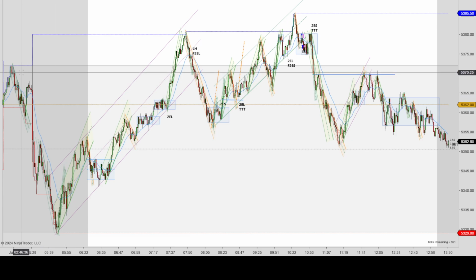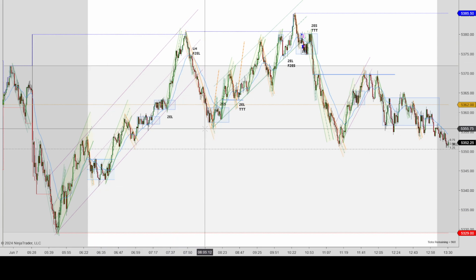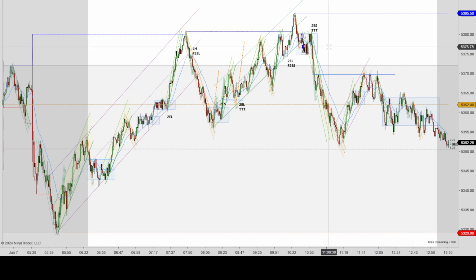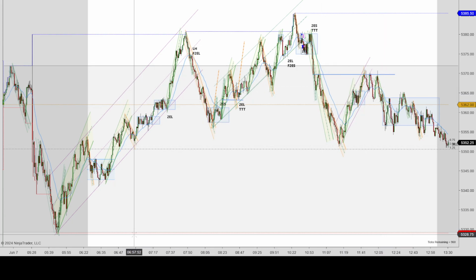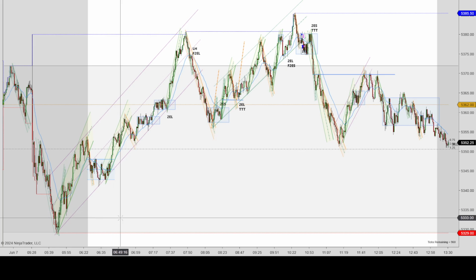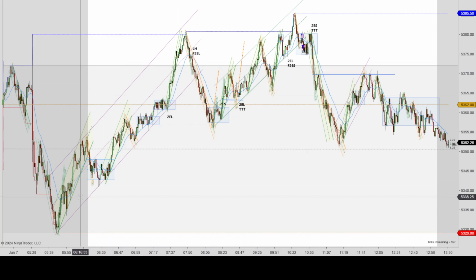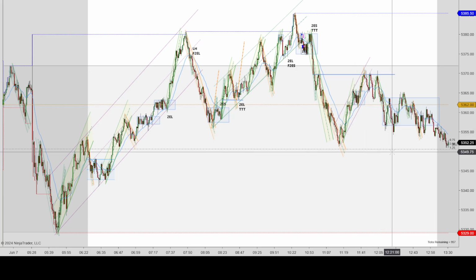Overall, this is what the price action looked like. It had a sell-off, a 2-3 legged bounce, or just one big leg, another sell-off, then another bounce, then another, I guess, kind of a choppy sideways price action. Overall, it looked like it was kind of a big M-shaped configuration.